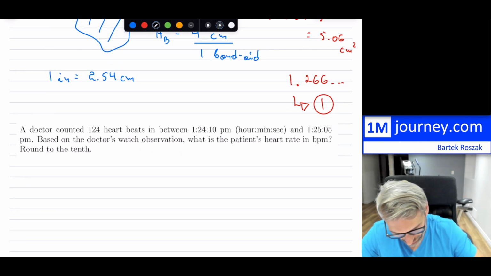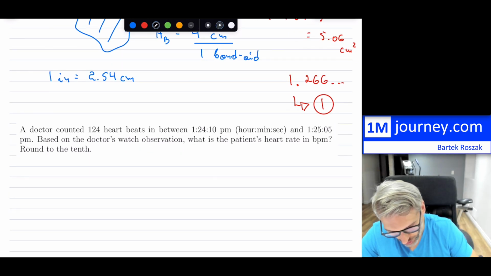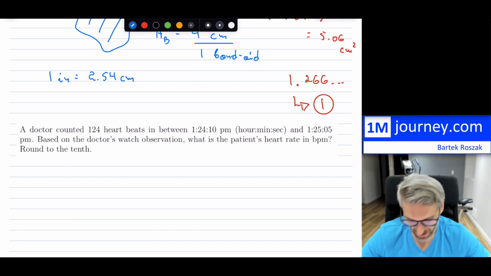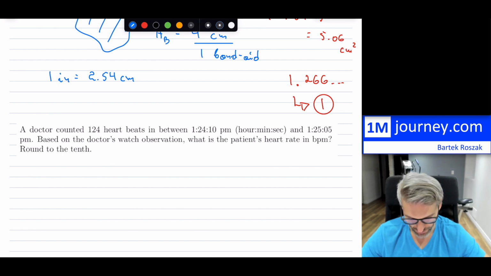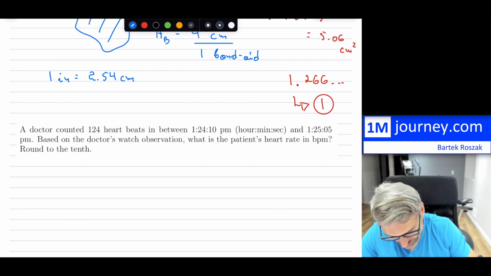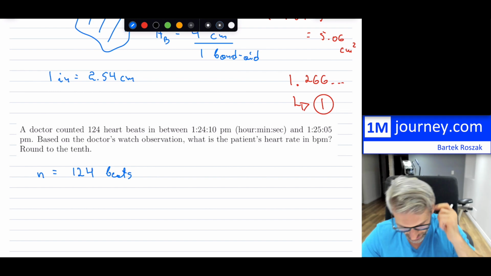So we have 124 heartbeats. This goes back to frequency and period, and I can put up a link above on those topics for you. So 124 heartbeats is basically the number of beats that we have. Okay, beats, I'm going to write it out in full.